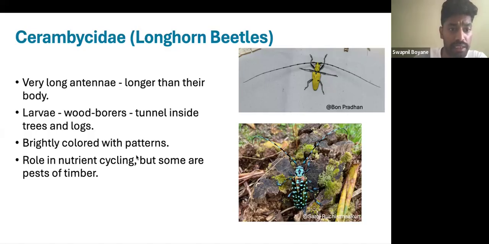And they are brightly colored with patterns, as you can see in the bottom figure. It has blue and black coloration. They also play some role in nutrient cycles, but most of them, as I said, are pests of timber wood.